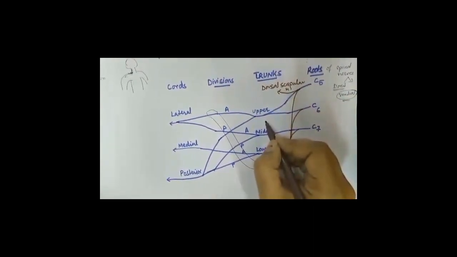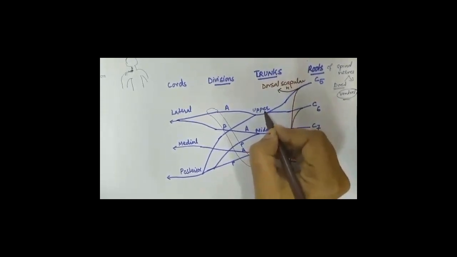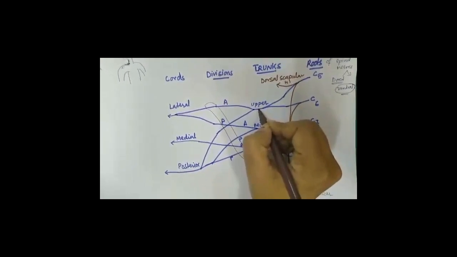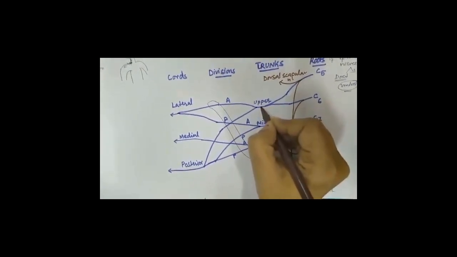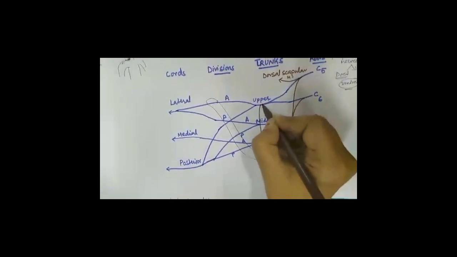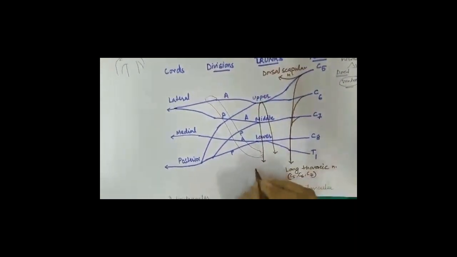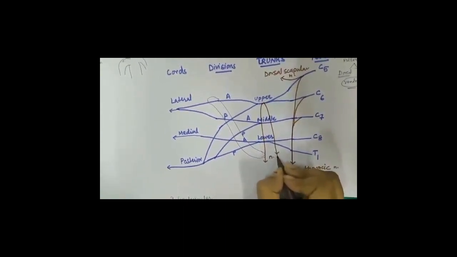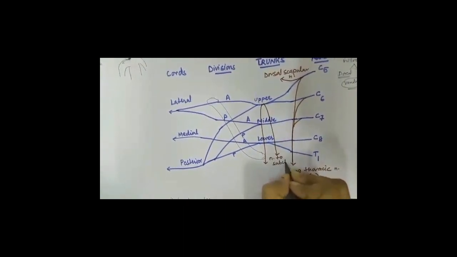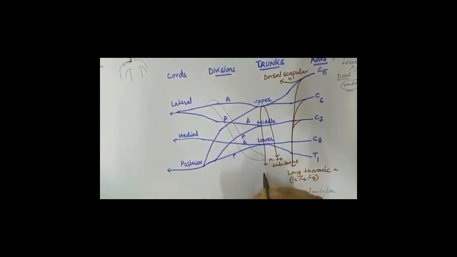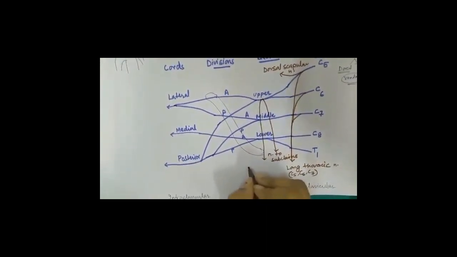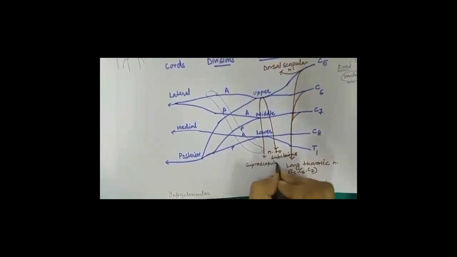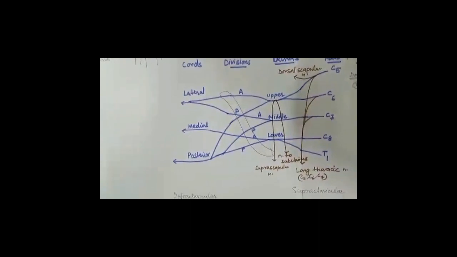From the trunk, a very important part we get. From the upper trunk we get two nerves coming out. One of the nerves supplies the subclavius muscle and is called nerve to subclavius. The other one is called suprascapular nerve.